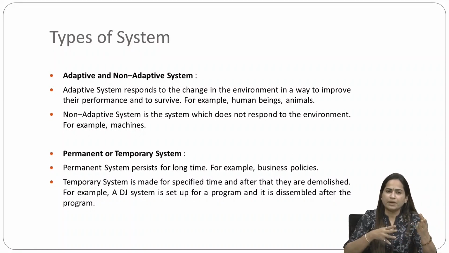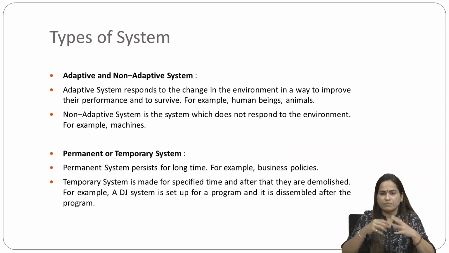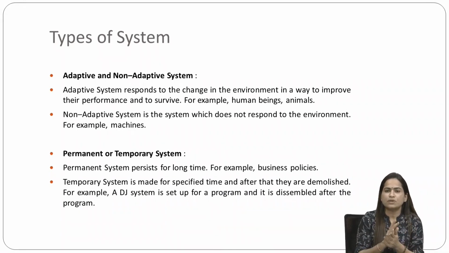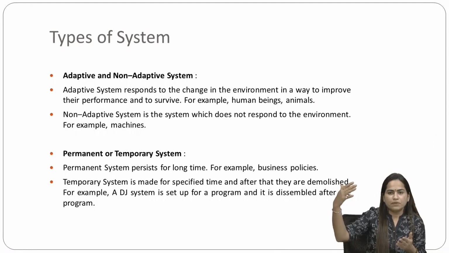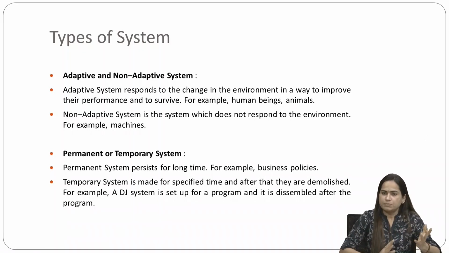After that we have permanent or temporary systems. A permanent system persists for a long time. For example, business policies. When we have a business and are deciding its policy, it is not for a short time. It will be for a long time, like 10 years or 20 years. That is a permanent system.